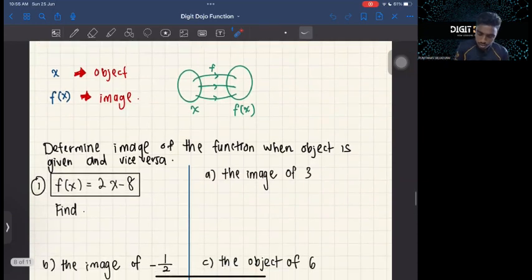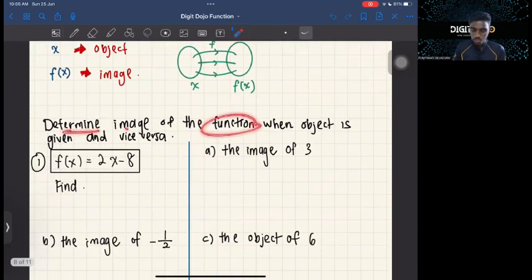So determine the image of a function when the object is given, and vice versa. The question is, you have to find the image if the object is given, or find the object if the image is given.